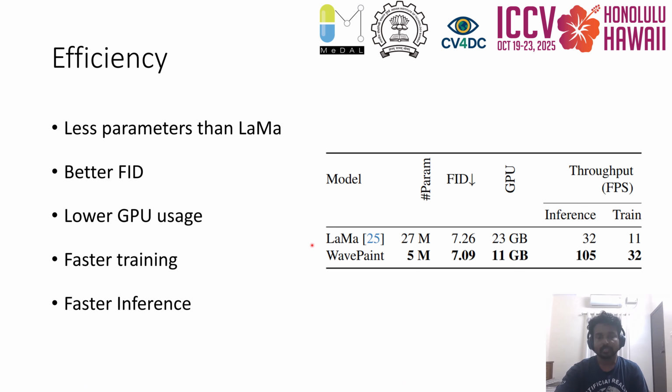Since LaMa was giving the best performance among all the models, we compare WavePaint in terms of efficiency with LaMa. We see that WavePaint has a much lesser number of parameters, and it outperforms LaMa in terms of image quality, that is inpainting quality, and it consumes only half the GPU, and it is 3 times faster in training and in inference.